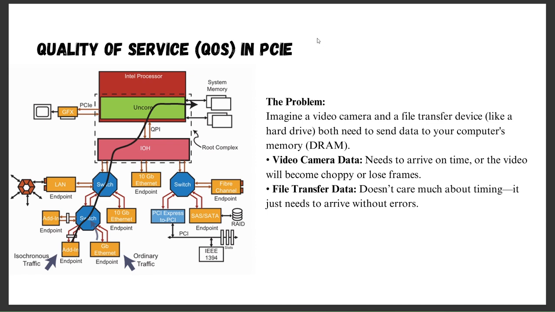So let us understand how QoS works. Priority level: each packet of data is given a priority level by the software using a 3-bit field called the traffic class. A higher number means higher priority. Each port in the system has multiple lanes or buffers to handle different priority packets. Packets are placed into the right buffer based on the traffic class.